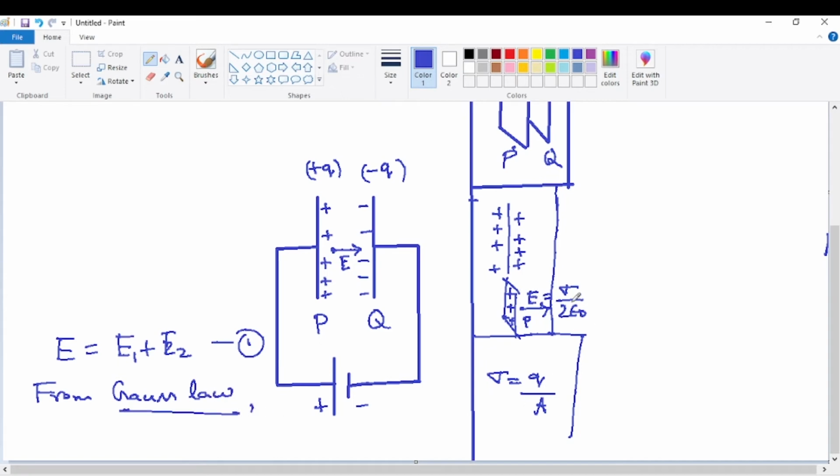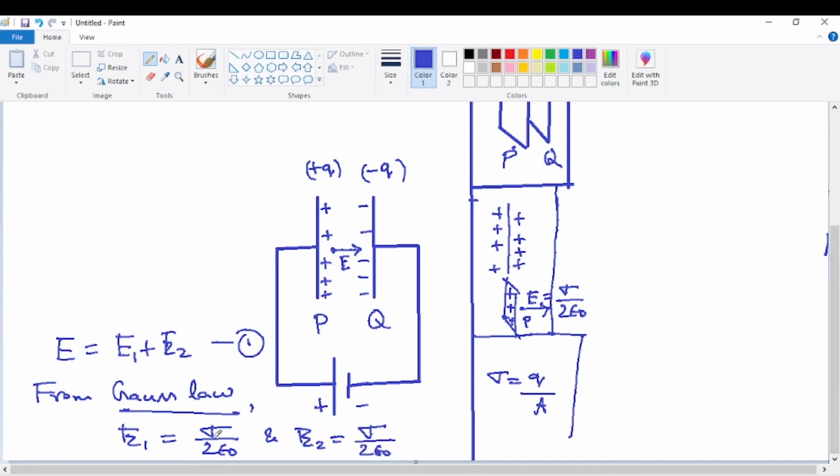The electric field near a plane sheet of charge is sigma by 2 epsilon naught. So the electric field due to the positive plane sheet of charge is simply given by sigma divided by 2 epsilon naught. And what about E2? E2 is also given by surface charge density. E2 is the field due to the negative plane sheet of charge. So that's also given by surface charge density sigma divided by 2 epsilon naught.